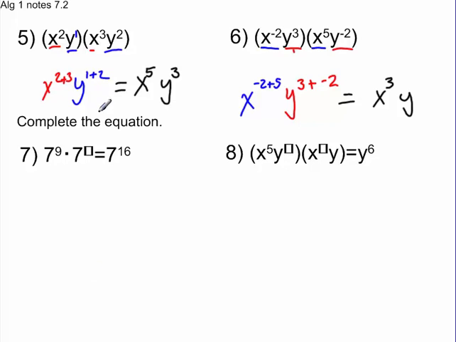Alright, hopefully you've paused and got through some of those. This one, 9 plus what gives me 16? Hopefully everybody put a 7. We're missing a 7 right here. So this should be 7 to the 7th.